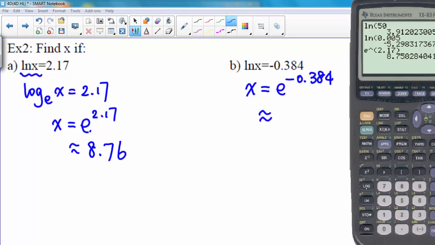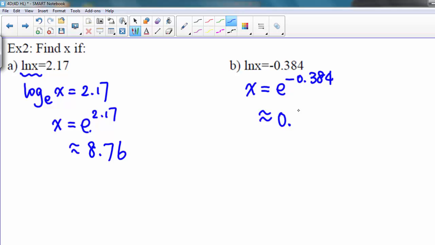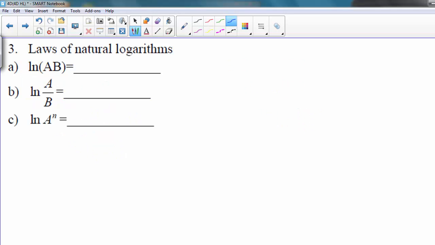So it's e to the power of negative 0.384, which is around 0.681.